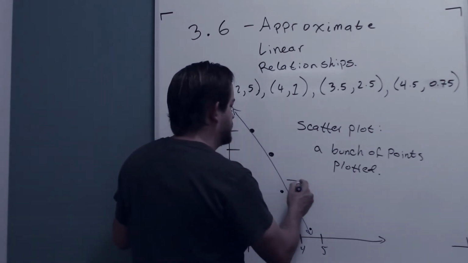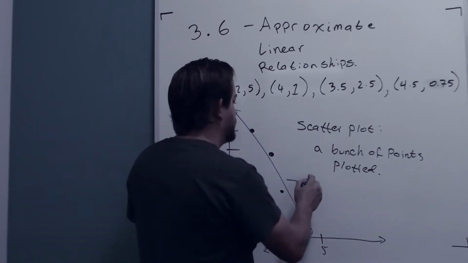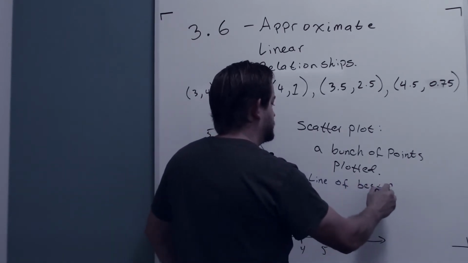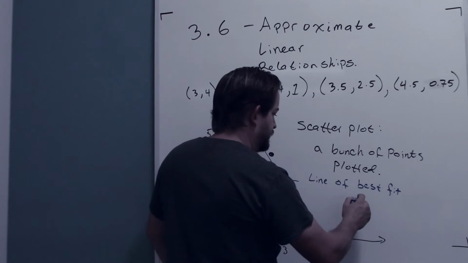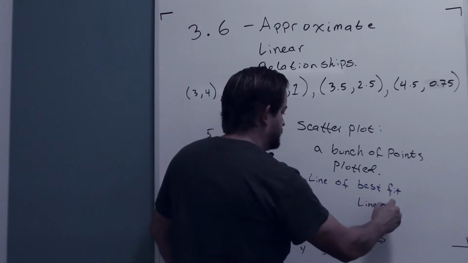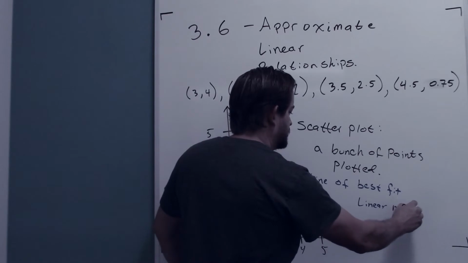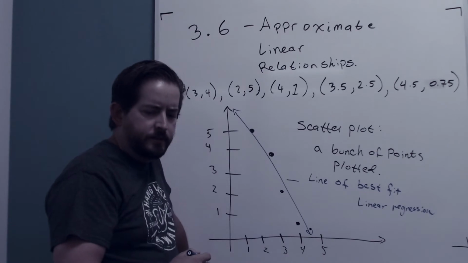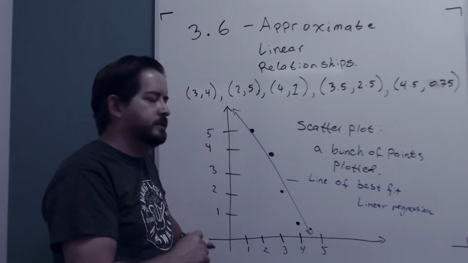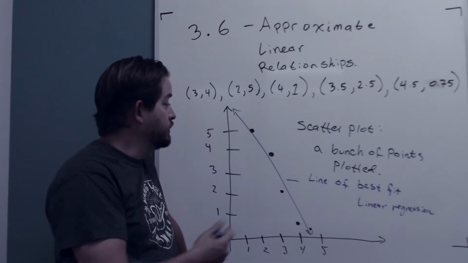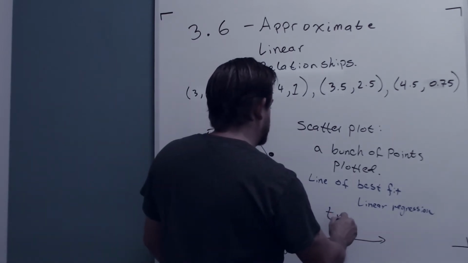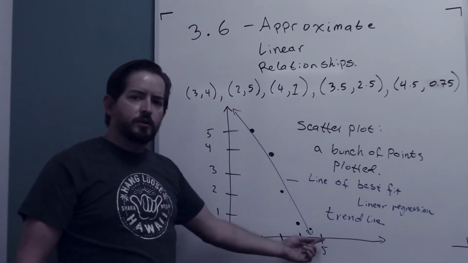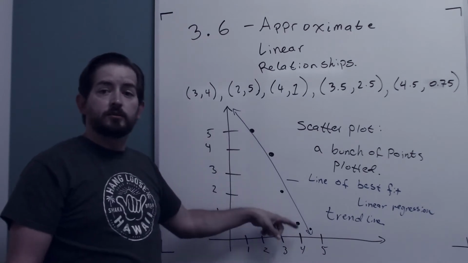And this line has a bunch of names. They call it the line of best fit, or the line of linear regression, or there's a third one I can't recall right now. Doesn't matter. These are what they're called, right? Oh, a trend line is also one. Trend line, because it kind of shows that there's a trend. As my x-coordinate gets higher and higher, my y-coordinate clearly gets lower and lower, right?